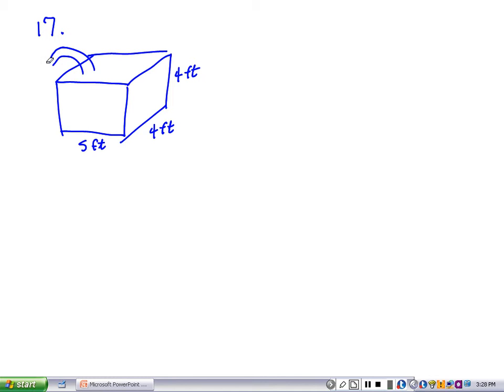I don't like that tip right there. I'll just leave it like that. I don't want to mess up the drawing. Got it looking so nice.